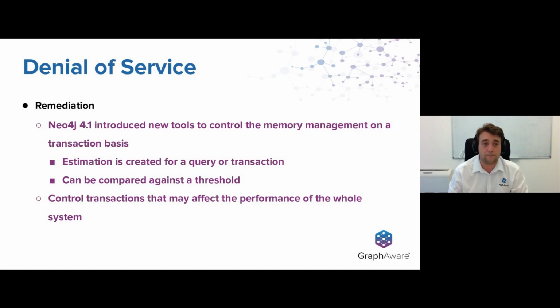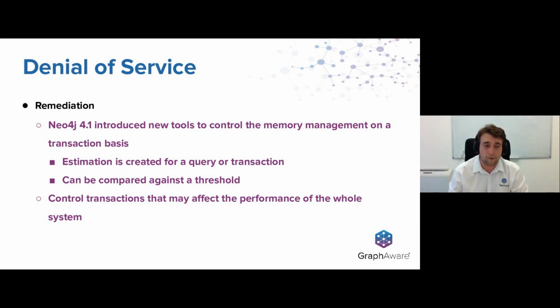So in terms of remediation, Neo4j 4.1 introduced a very, very nice new control to be able to manage the memory on a transaction basis. It is in the same aspect as the query logs, I would say, in that it's not only for debugging purposes, to identify which query is using what memory, but it is also very important for security, to be able to control that a transaction would not be able to affect the whole server.